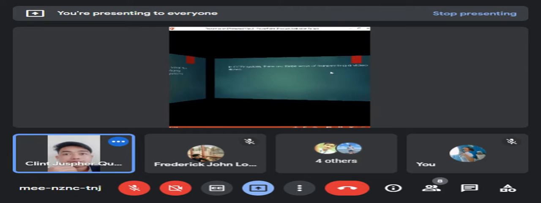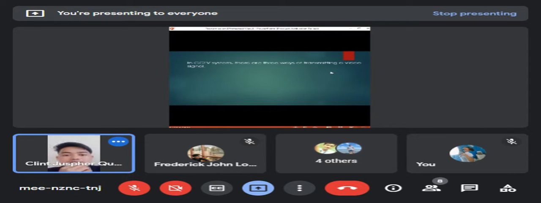Okay, next slide. So in a CCTV system, there are three ways of getting a video signal. First is the wired transmission. Second, the wireless transmission. And the third is IP network transmission.